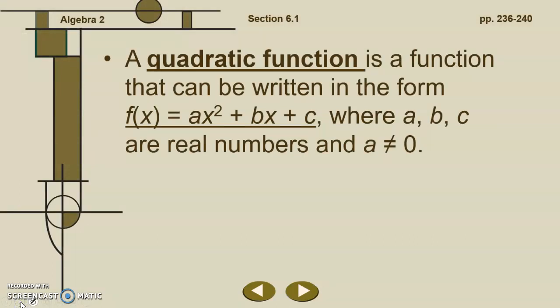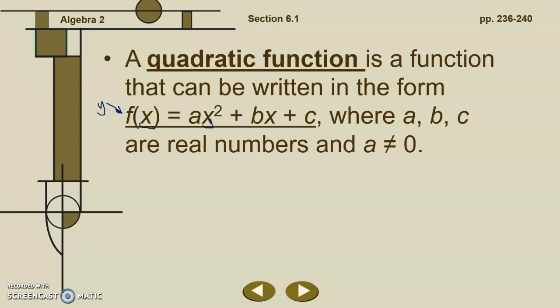A quadratic function is a function that can be written in the form f of x equals ax squared plus bx plus c. Remember that f of x is really just y, but we're saying that the value of y depends on the value of x. So it is a function of x, but don't let that confuse you. You're really just looking for x and y coordinates.